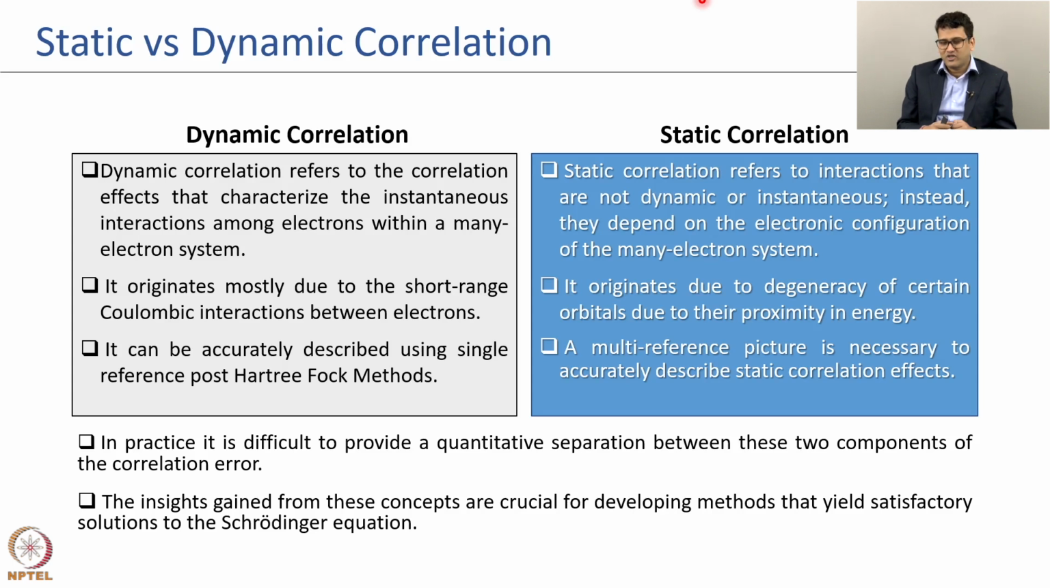So, I have to do an approximation. When I need to do the approximation, it is important to know which kind of cases I am trying to treat. If I want to treat dynamic correlation, I will make one kind of approximation. If I want to treat static correlation, I need to take the other kind of approximation. So, the insight gained from this concept is crucial for developing models that will give a satisfactory solution to the Schrodinger equation in an approximate way.